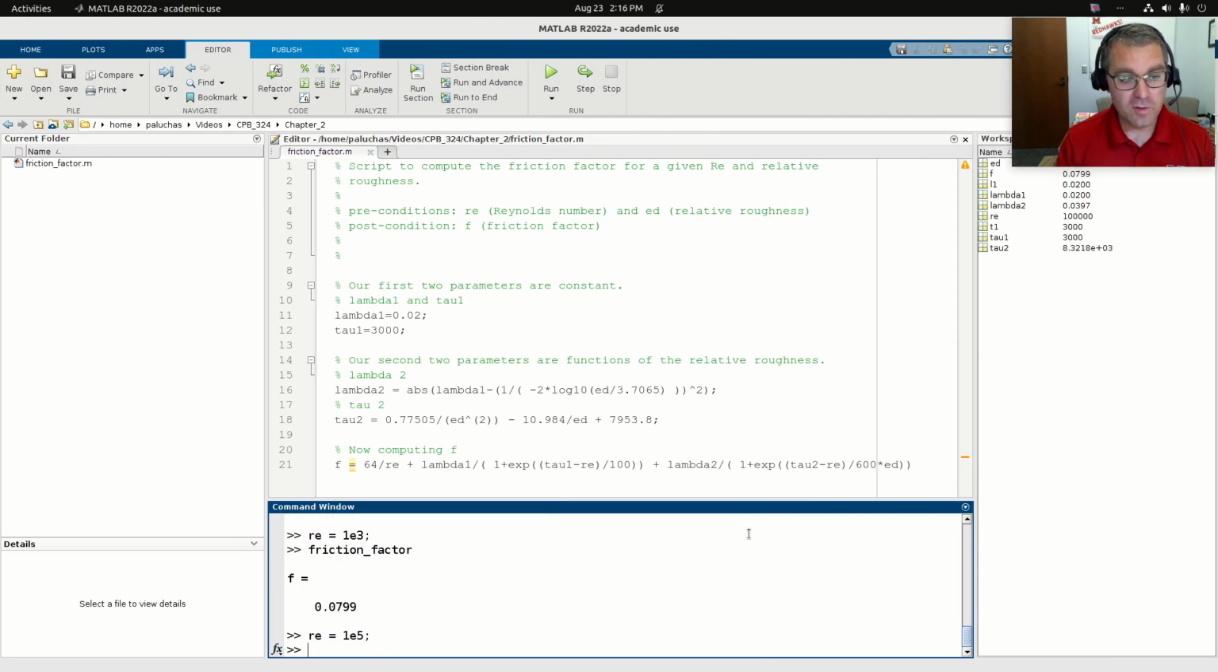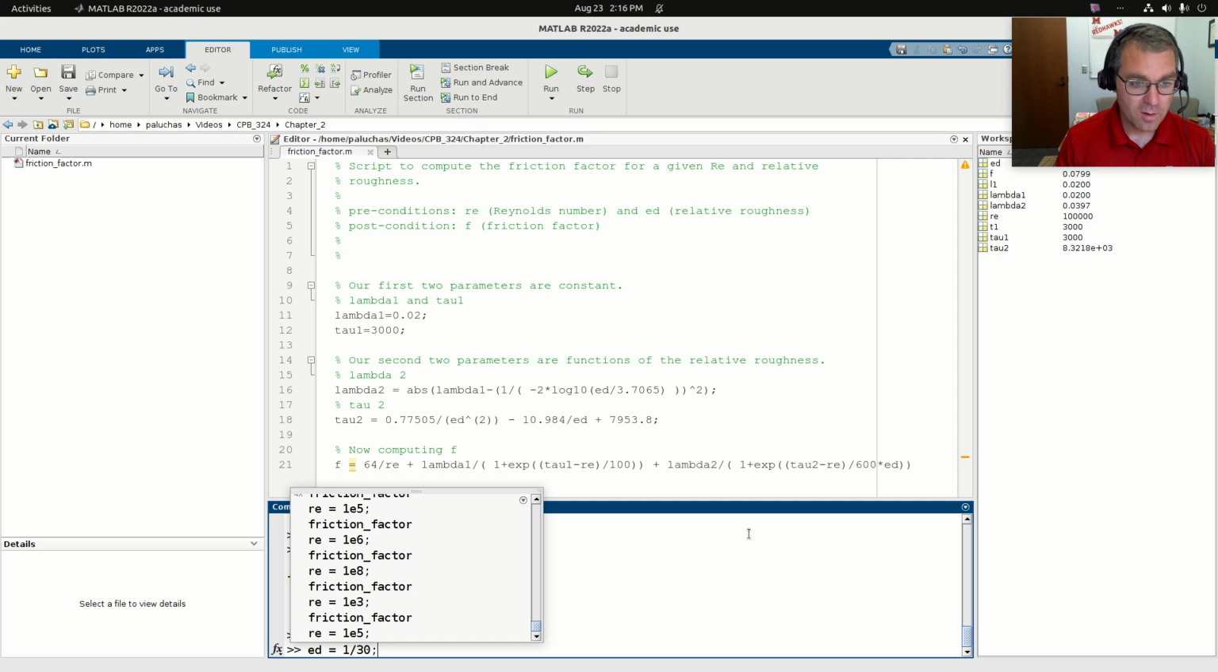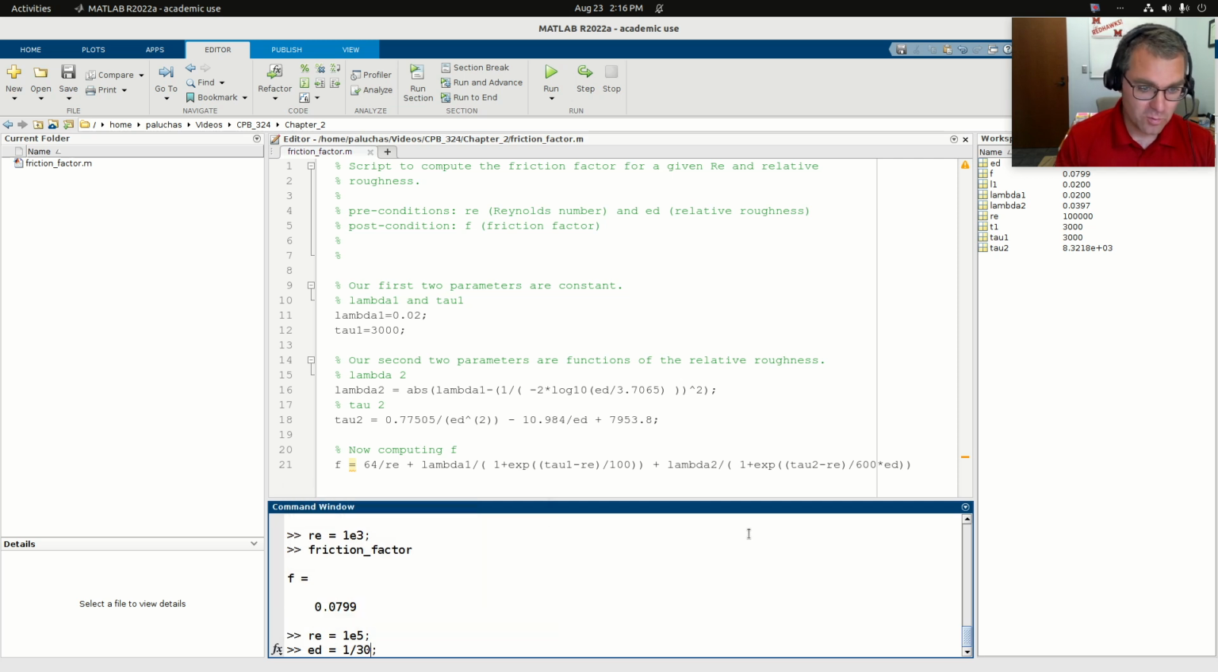So if I go back to Reynolds of 1e to the negative 5, and E over D was originally 1 divided by 30, and you get a friction factor of 0.06. If I make it 1 divided by 10, so increasing the relative roughness, so effectively decreasing the diameter, then it goes up. So as the relative roughness increases, the friction factor increases, and you could put more examples in there to test it.